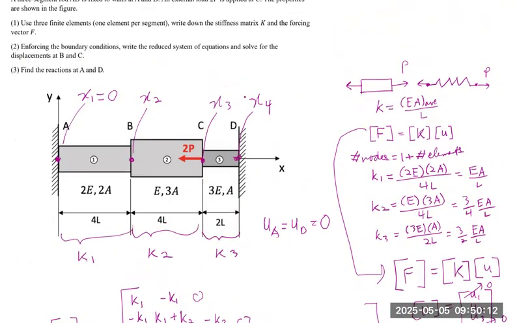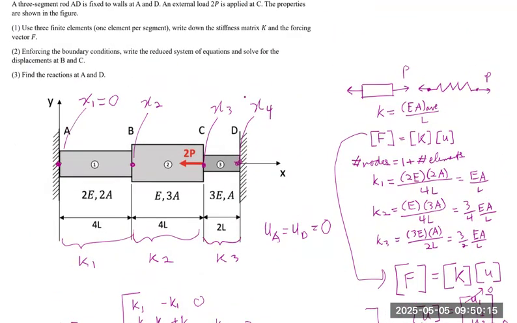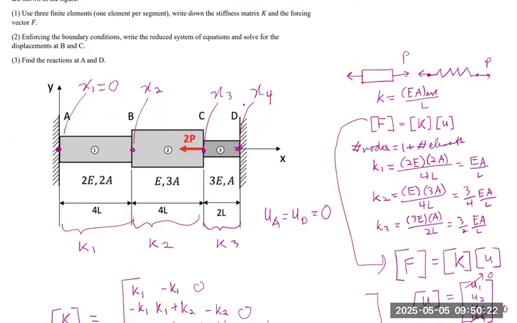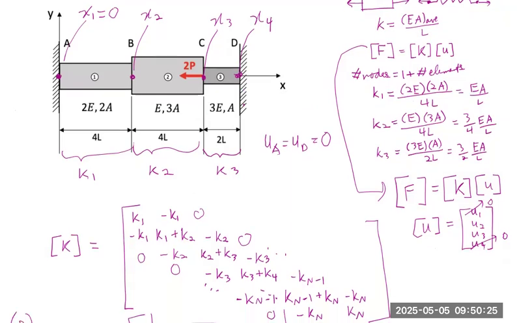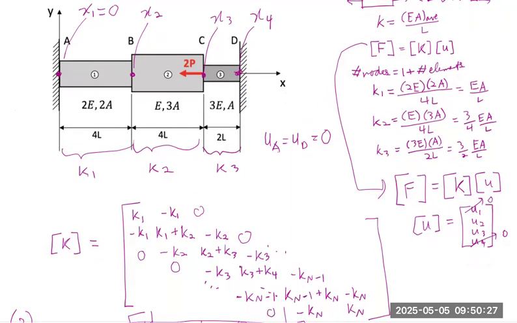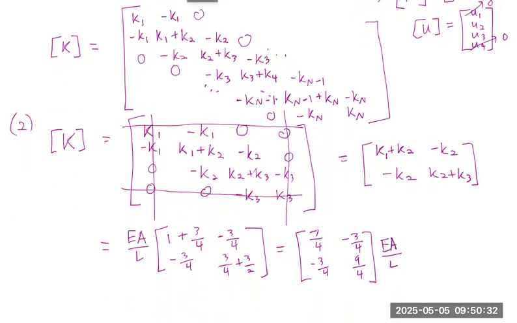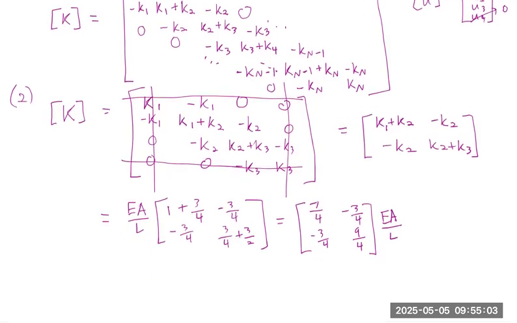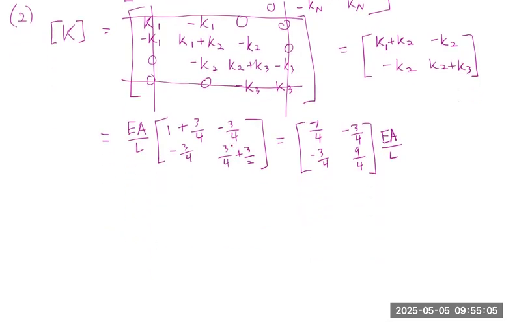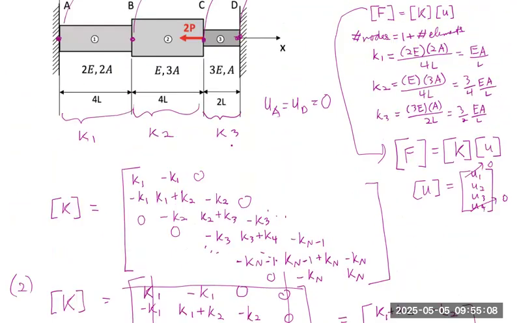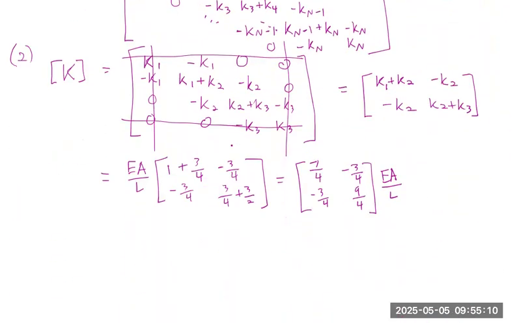All right, so we've enforced the boundary conditions, and now we want to solve for the displacements at B and C. But first, in order to do that, we have to find our force matrix. So let's go ahead and find the force matrix first. In order to do that, it would be helpful to draw a free body diagram of our axial system over here. So let's go ahead and do that.